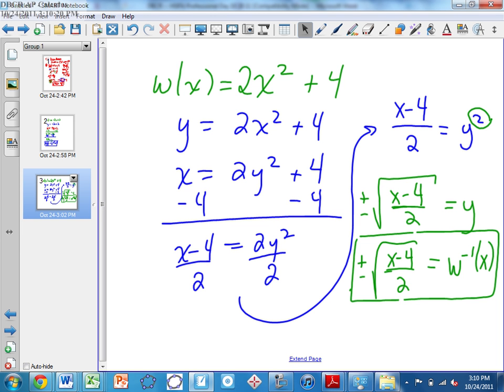So, Mr. Harold, when do you put the plus and the minus sign again? When you take a square root. Whenever you're getting rid of the square symbol, like the square up here, you take the square root. Okay? Alright, let's try another one that's similar, so we can see this again.